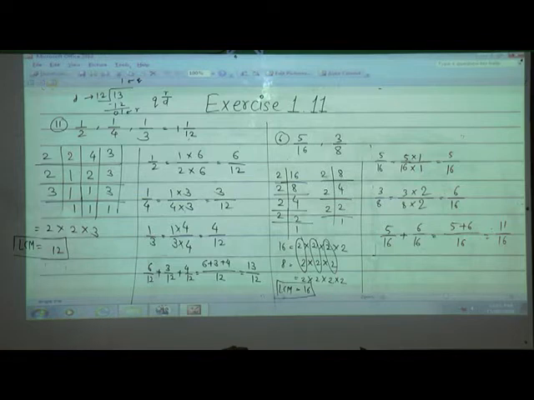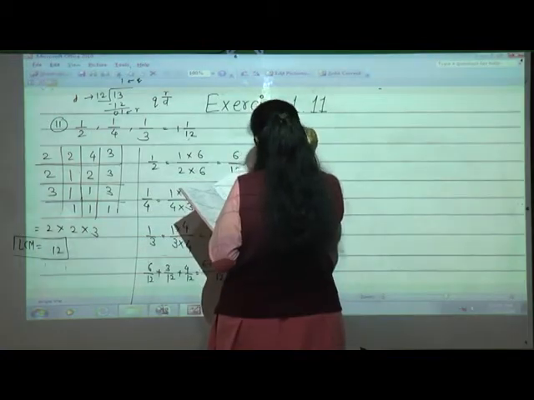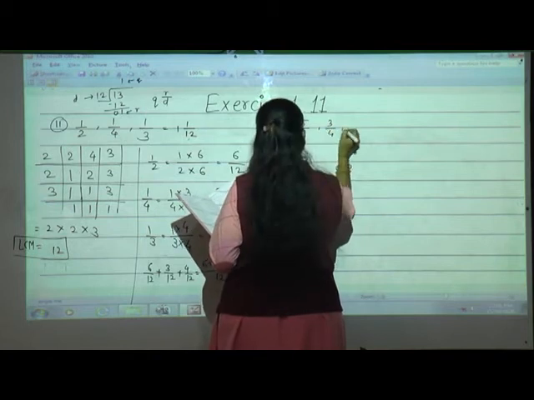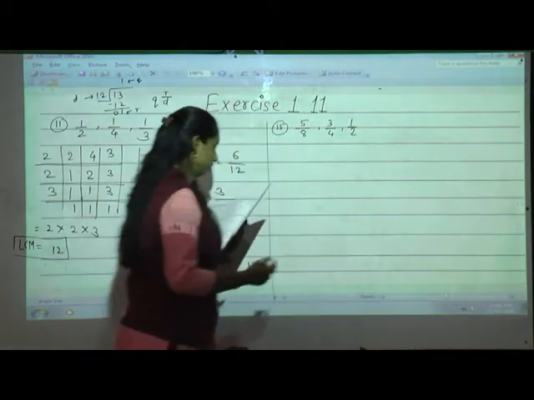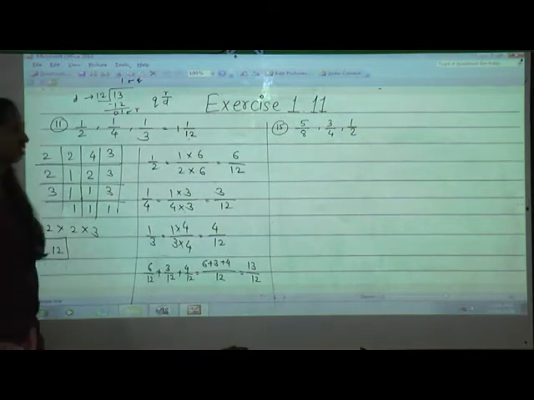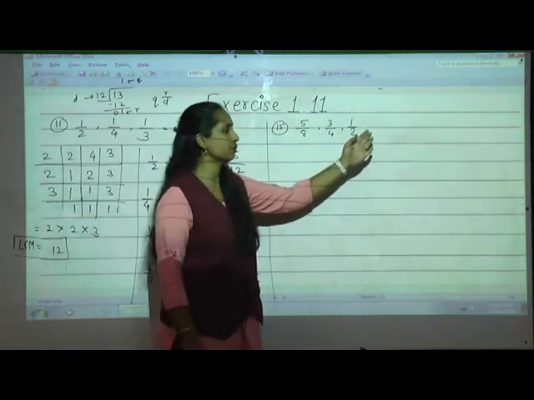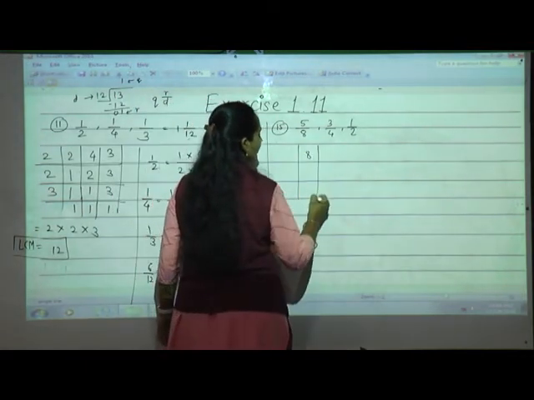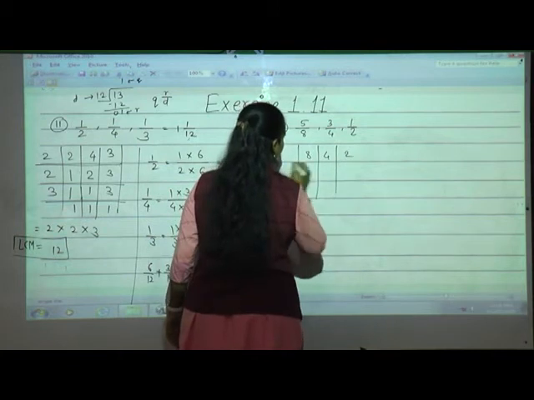Now the next example I will solve for you. Now I will solve the 15th one. What is the 15th one? 5 upon 8, comma, 3 upon 4, comma, 1 upon 2. Now there are 3 fractions, the denominators are different, so we need to find the LCM of the 3 numbers. Combined together, I will find the LCM.